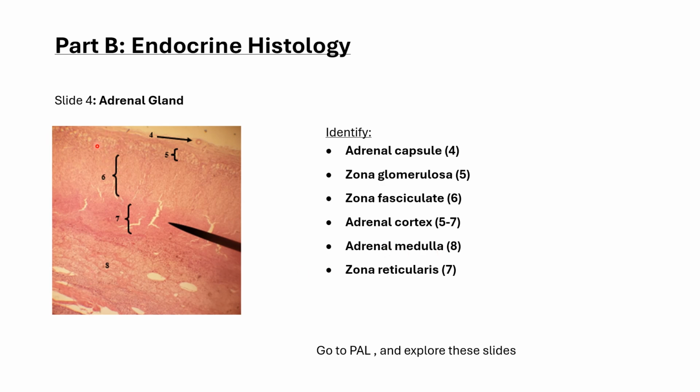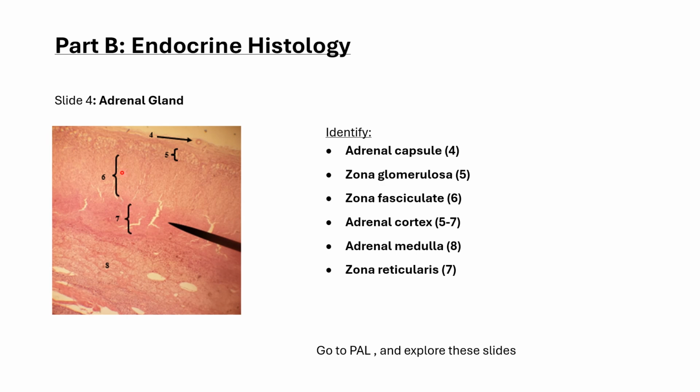This adrenal cortex has 3 zones. The outermost zone is zona glomerulosa. Inner to zona glomerulosa, we have zona fasciculata. And inside zona fasciculata, we have zona reticularis. Zona glomerulosa secretes mineralocorticoids. The most important one is aldosterone. Zona fasciculata secretes glucocorticoids. The most important is cortisol. And zona reticularis secretes adrenal sex hormones.